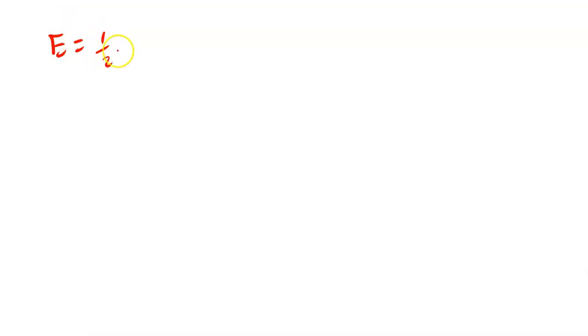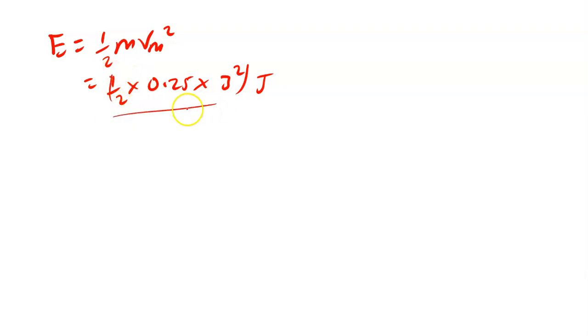So using equation 3 to find the total energy, we are saying that the total energy is equal to 1 over 2 m v max squared, of which we know that the mass has been given to be 0.25, and the Vmax is also known to be 3, which is going to be squared, and the units there will be joules. That is going to be our total energy.